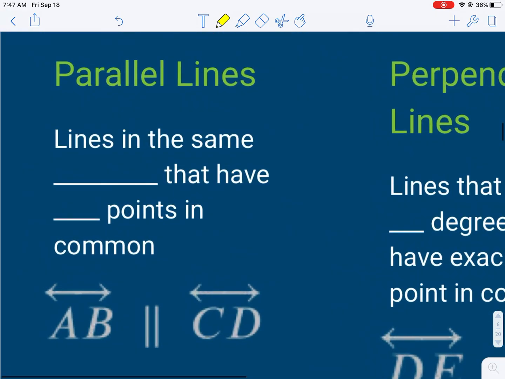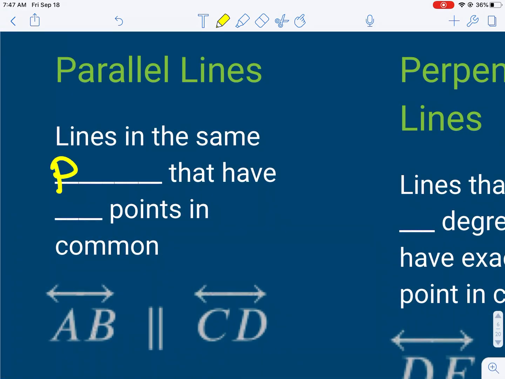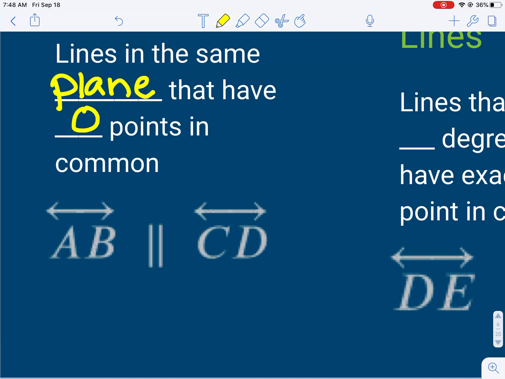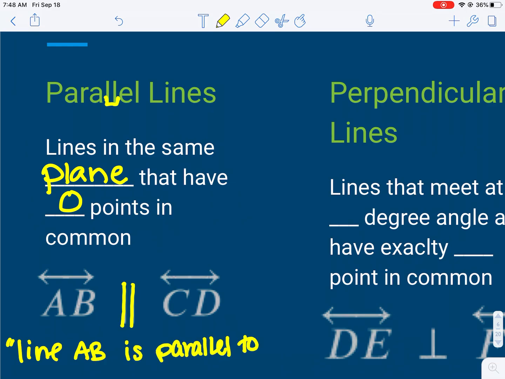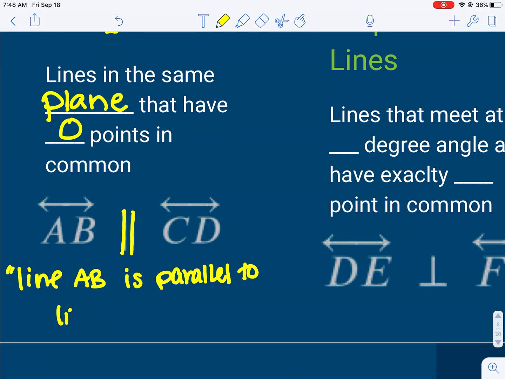All right, my parallel lines are lines in the same plane, and we'll talk about planes in a minute. And they have 0 points in common. And I show that they're parallel when I write about them with these 2 lines that are parallel themselves. Okay, and I can remember that because they've got the 2 L's. Parallel has the 2 L's as well. So if I was reading this out loud, I would say line AB is parallel to line CD.